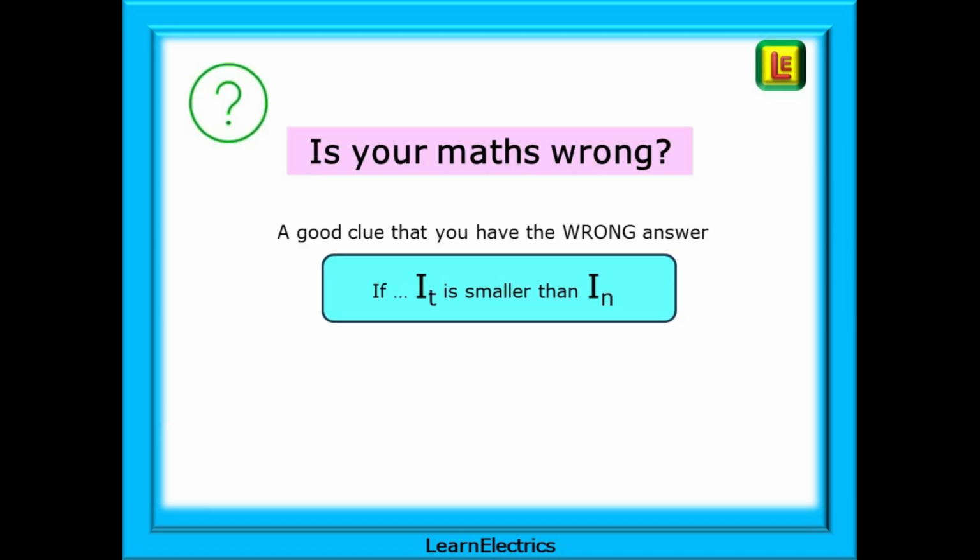What do we mean by that? How do we know if our maths is wrong? A good clue that you have a wrong answer is if the answer for IT is smaller than the breaker size, or IN. Let's look at this.